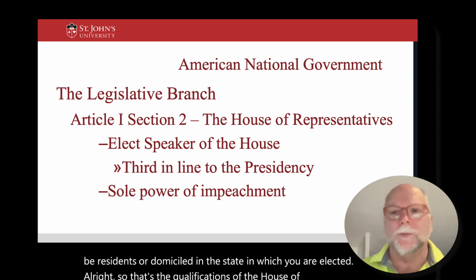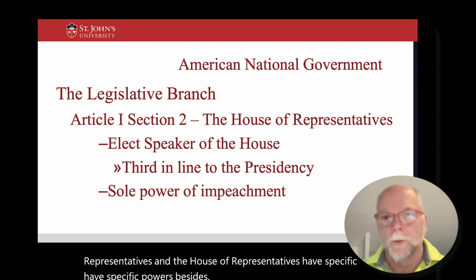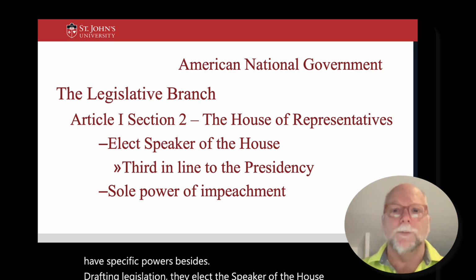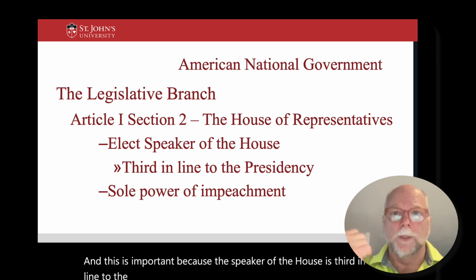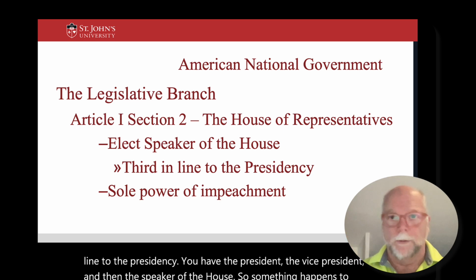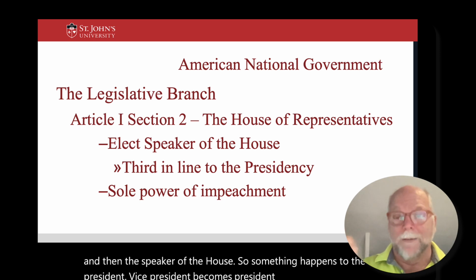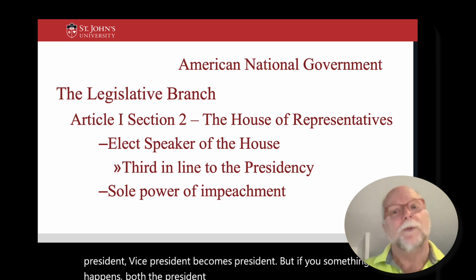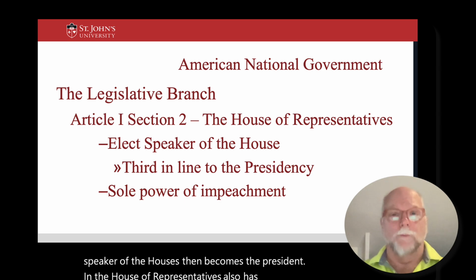And the House of Representatives has specific powers besides drafting legislation. They elect the Speaker of the House, right? And this is important because the Speaker of the House is third in line to the presidency. You have the President, the Vice President, and then the Speaker of the House. So if something happens to the President, the Vice President becomes President. But if something happens to both the President and the Vice President, then the Speaker of the House becomes the President. And the House of Representatives also has the sole power of impeachment.